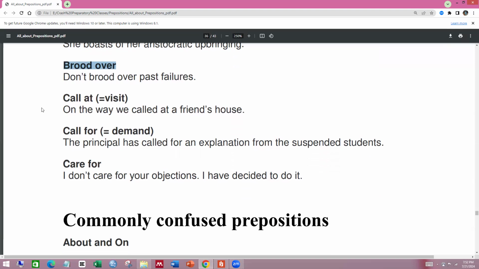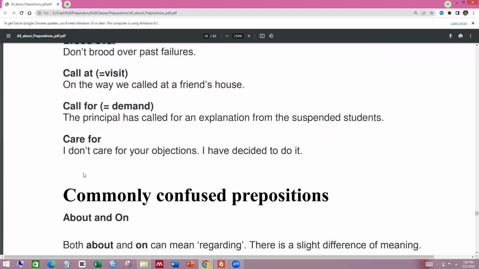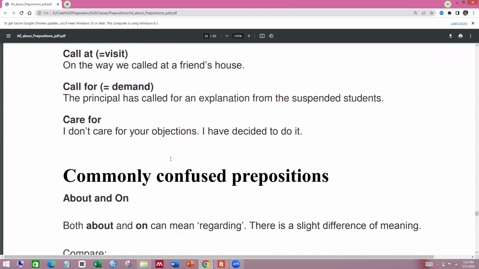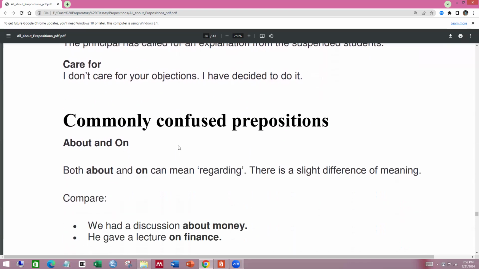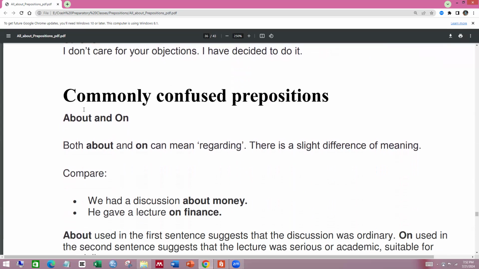Call at means visit. On the way we called at a friend's house. ठीक है. Call for, demand करना. The principal has called for an explanation from the suspended students. Care for, परवाह होना. I don't care for your objections. I have decided to do it. Well done.